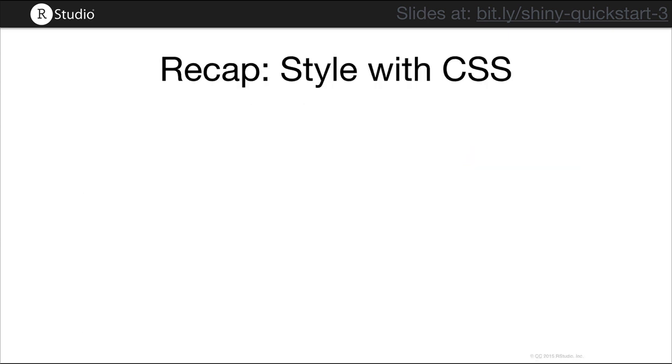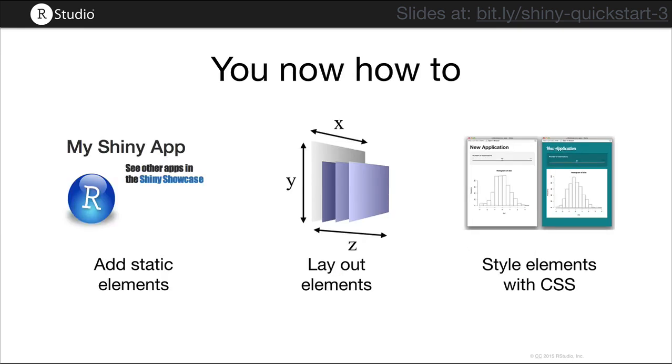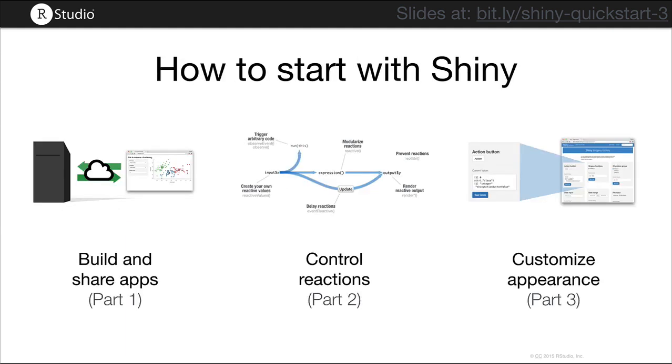So let's just wrap up. I know we're almost done with time here. Basically, you could add CSS the same way you do it with HTML, but use your Shiny functions to do it. And if you want to look up Shiny's native CSS, look at Bootstrap 3. So now you know how to add static elements to your apps, how to lay out the elements, and how to style the elements once they're there in your apps. If you put this together with the other webinars, you know everything you need to know to build Shiny apps. You can build and share your apps, you can control the reactions, and you can now style the apps so they look the way you imagine them to look in your head.